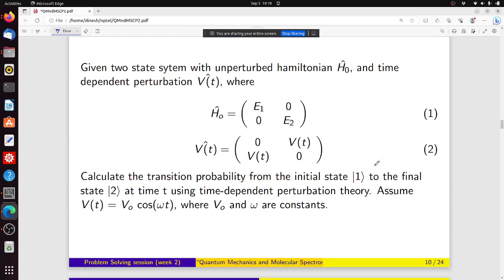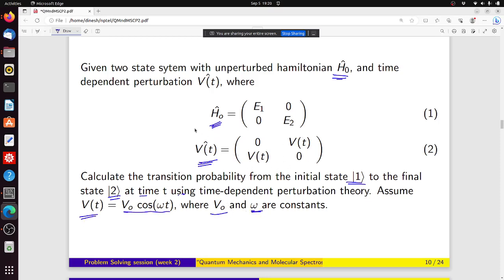Okay, given a two state system with unperturbed Hamiltonian H0, which is this one, and a time dependent perturbation V of t, right? Then calculate the transition probability from initial state 1 to final state 2 at time t using time dependent perturbation theory, and assume V of t is V0 cos omega t, where V0 and omega are constants.